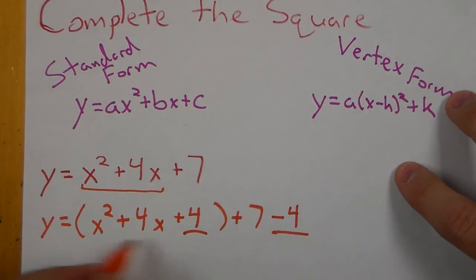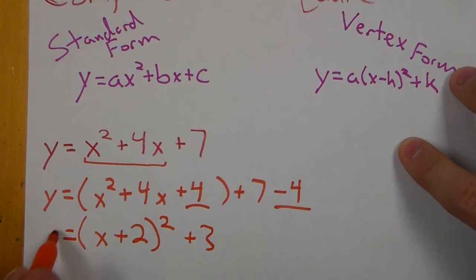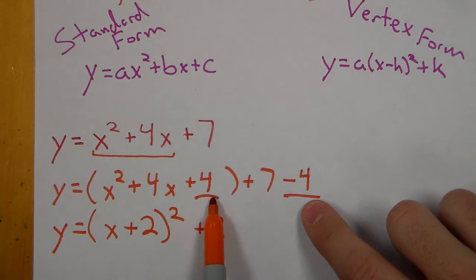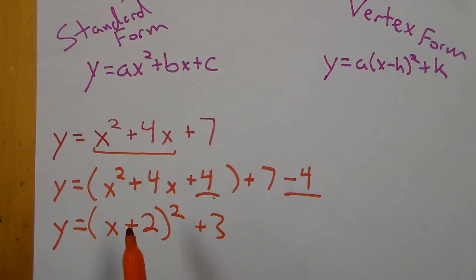And why we did this is we can now say this factors to be x plus 2 squared, and then plus 3 on the end. So by adding and subtracting on the same side, it's balanced. We get the equation y equals x plus 2 quantity squared plus 3, which is in vertex form.